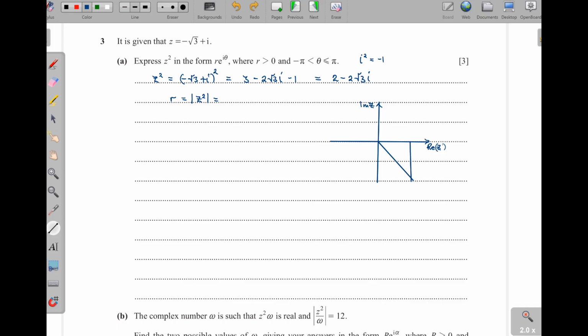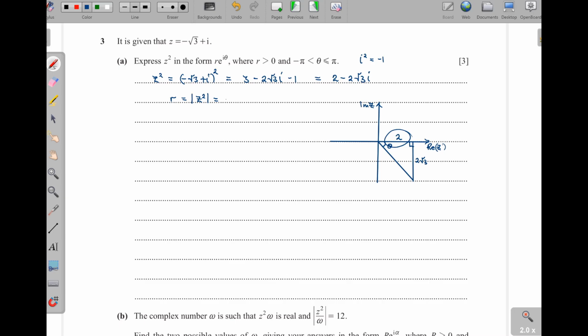Then when we connect them, I'll put a 90 here. The real part is 2 units. Then this one is 2 root 3 going down, so it will form this angle here. Now that will be the argument. The argument is the deviation from the positive real axis, the angle the complex number makes with the positive real axis.